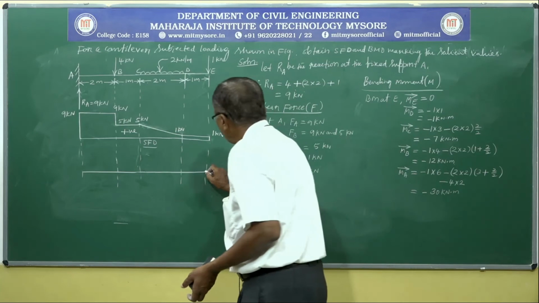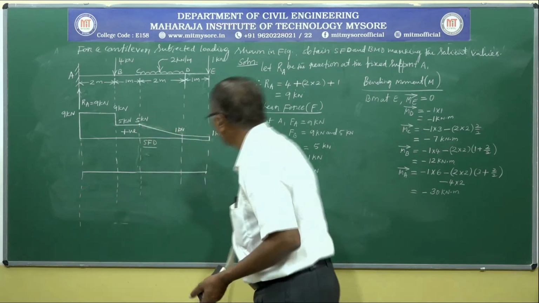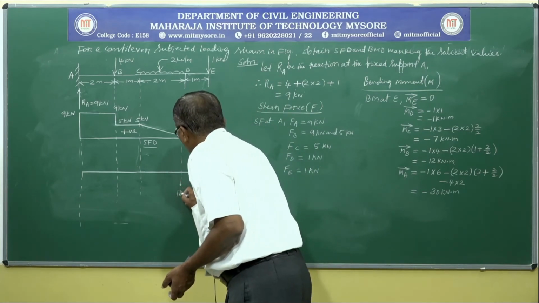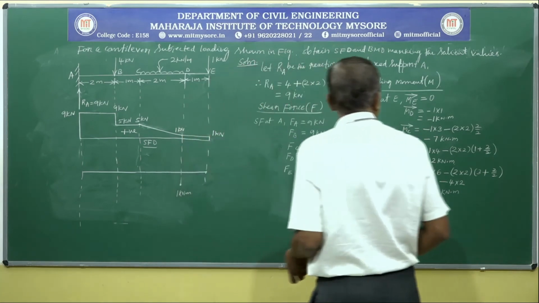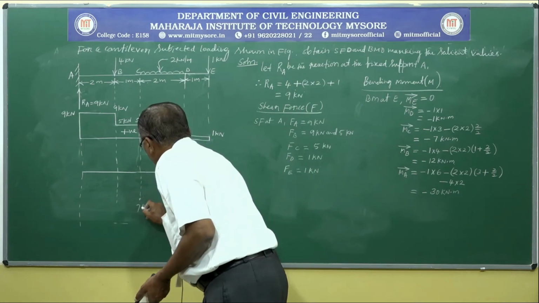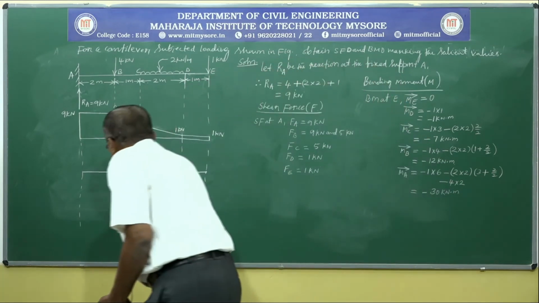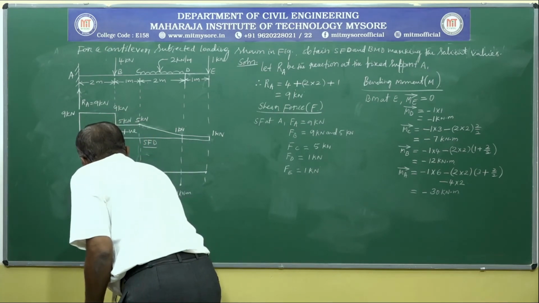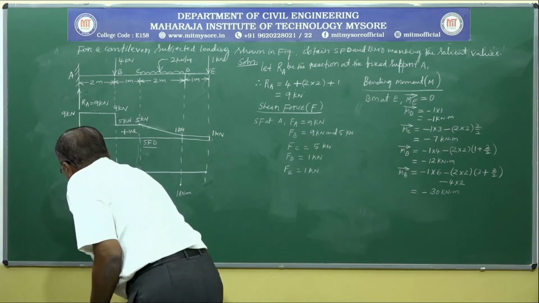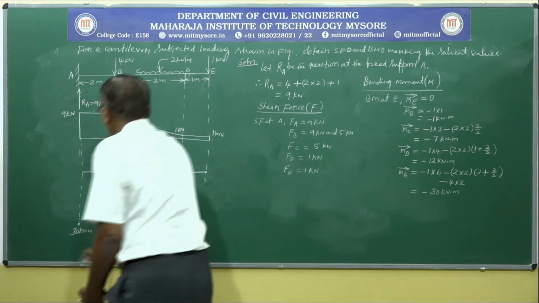Bending moment at E is 0, bending moment at D is minus 1, next bending moment at C is minus 7, next bending moment at B is minus 12, and lastly bending moment at point A is 30 kilonewton meter.